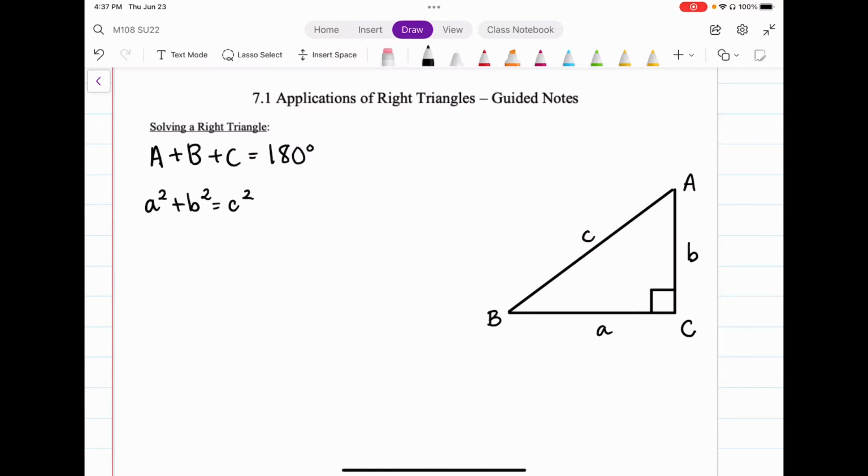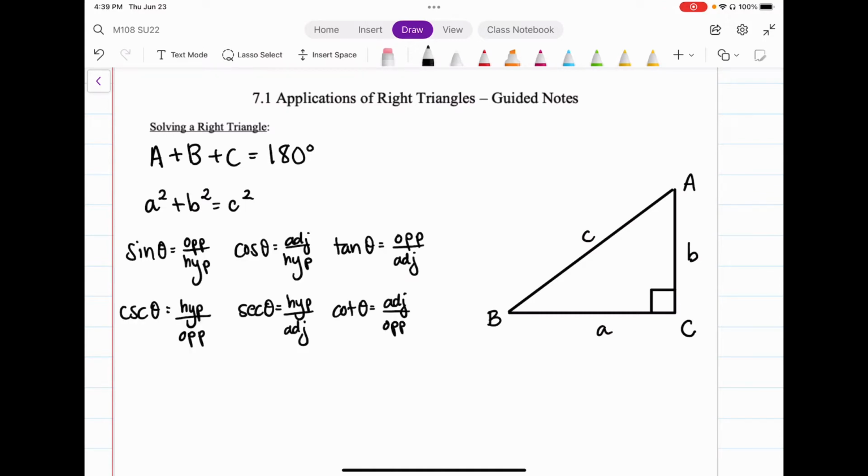Remember these 6 trigonometric functions: sine, cosine, tangent, and their reciprocals. For a given angle, theta, sine is the opposite side over the hypotenuse, cosine of theta is the adjacent side over the hypotenuse, tangent of theta is the opposite side over the adjacent side. Cosecant is the hypotenuse over the opposite, secant is the hypotenuse over the adjacent, and cotangent is found by taking the adjacent over the opposite. These are the common trigonometric ratios that we have to solve this right triangle.